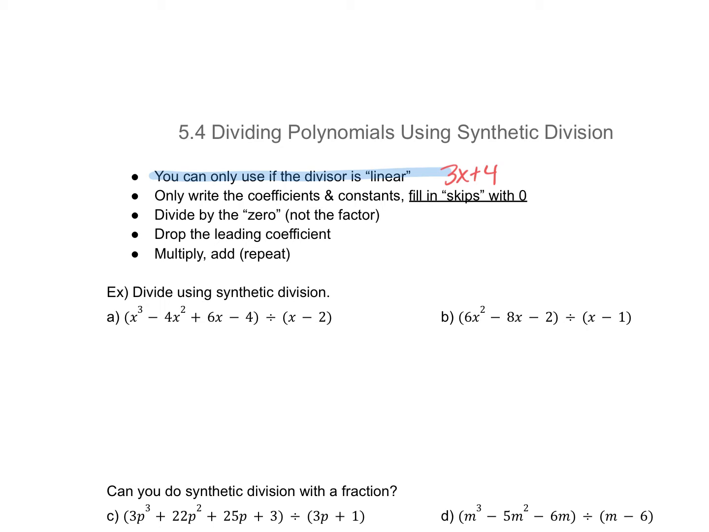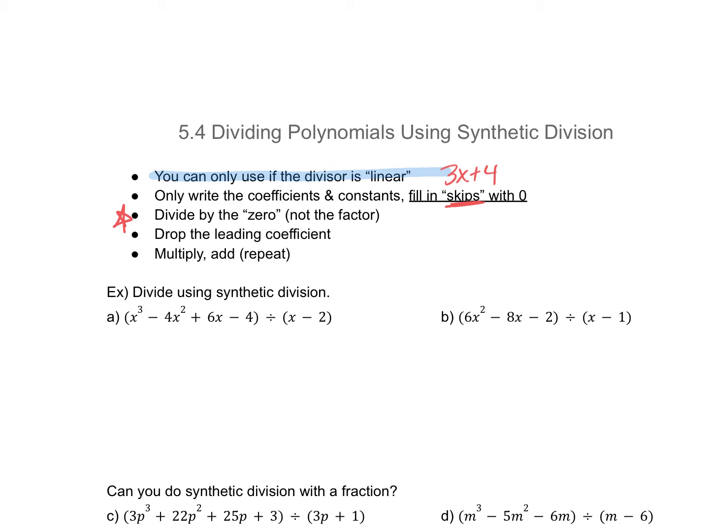Okay, so how you do this is you only write in the coefficients and constants. You fill in any skips with a 0, kind of like we did in the last one. You divide by the 0, not the factor, and you're going to see in just a second what I mean with that. Drop the leading coefficient, multiply, add, and repeat.